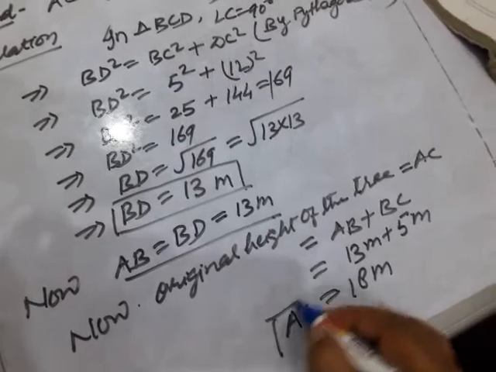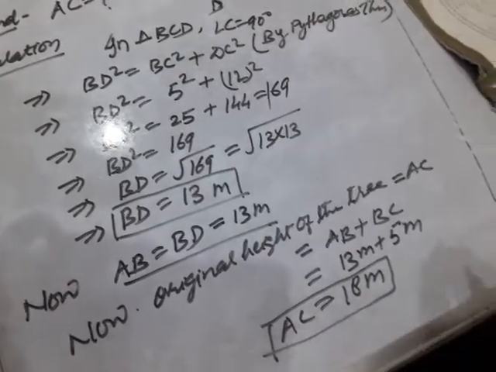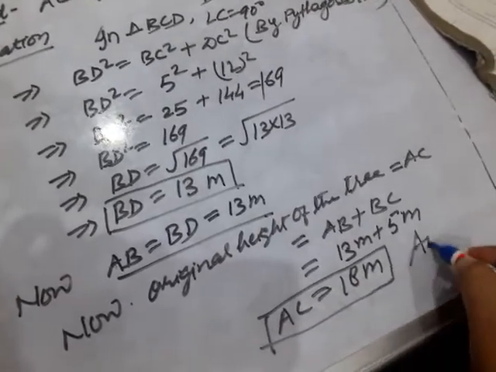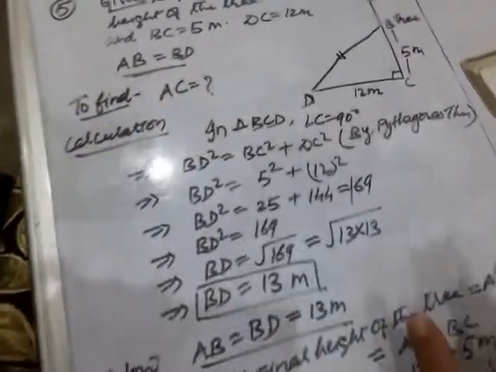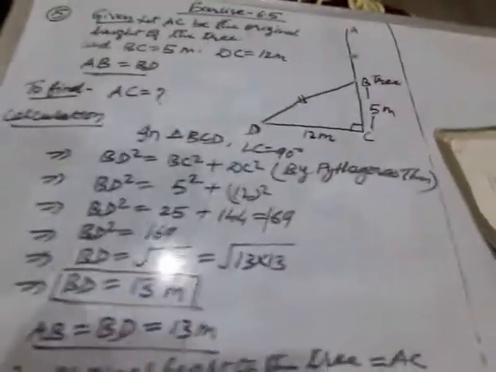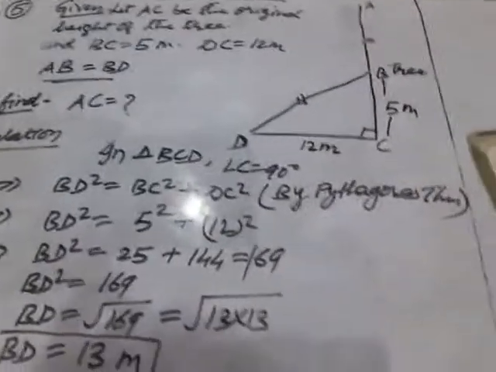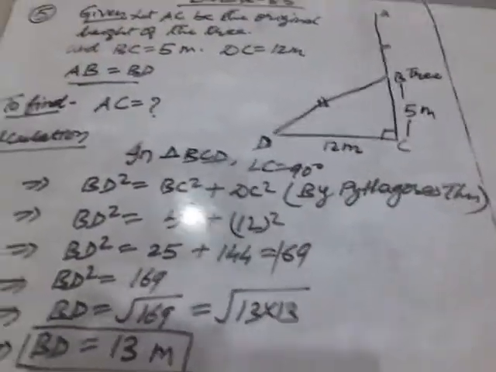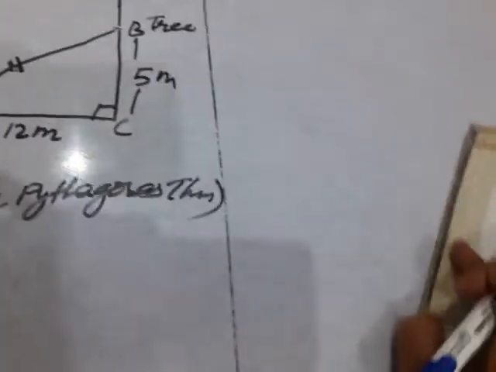Okay children, so 18 meter was the original height of the tree, and now you can verify it by putting the values. Okay children, in this way your question number 5 is over. Now let us move to question number 6. Question number 6 is just verification. Here, what is question number 6?